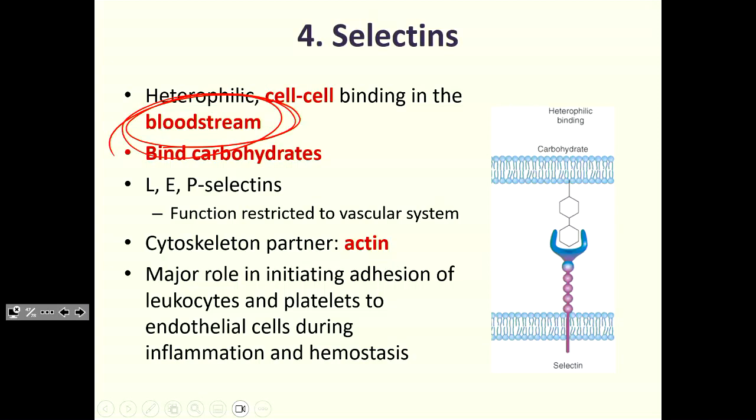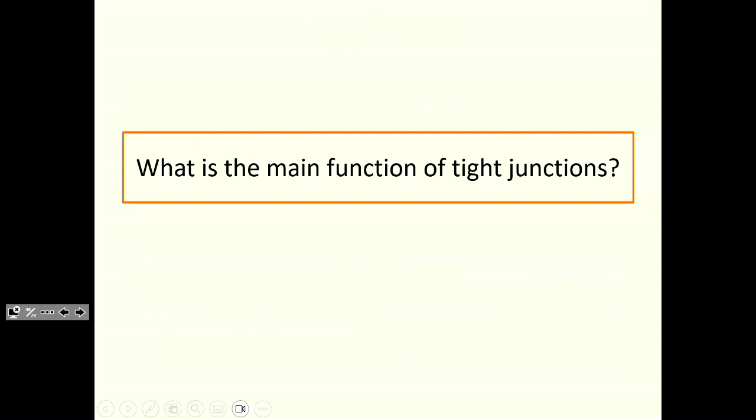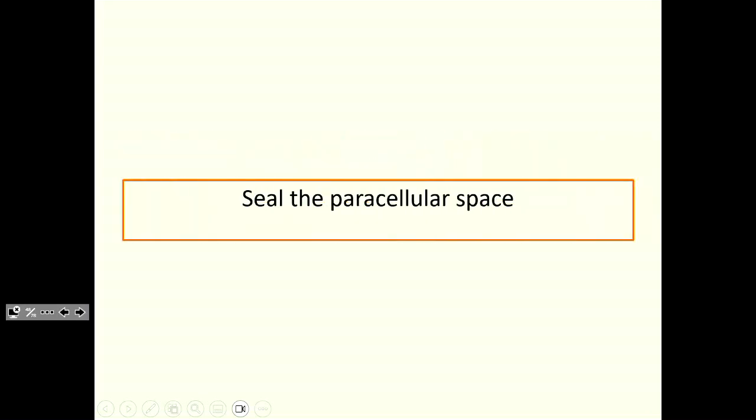Okay, so main function of tight junctions. What say you? Anybody? Seal. Okay, I heard the word seal. Good. Sealing the paracellular space in particular.